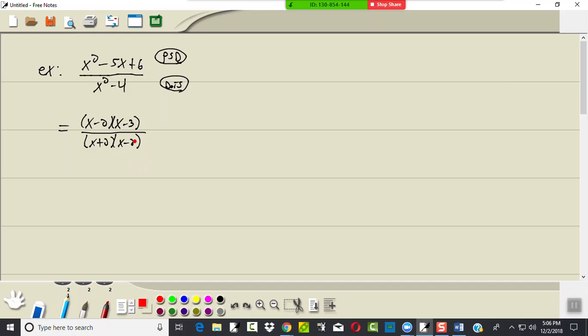Step 2, cancel if possible. Notice this x minus 2 here is the same as this x minus 2 here. So those are going to cancel. And that leaves us x minus 3 over x plus 2. The reason these cancel away is because this is multiplication. We got x minus 2 times x minus 3. Down here we got x plus 2 times x minus 2. Here we can't cancel the x's because it's not multiplication. There's subtraction here and addition here. So this would be our answer. And that's simplifying rational expressions.